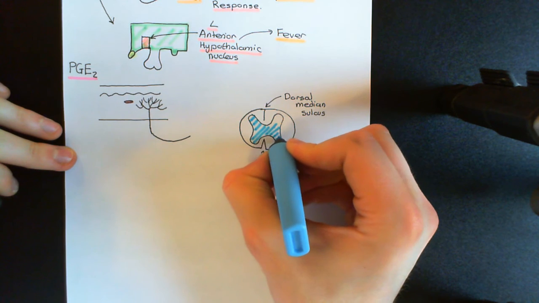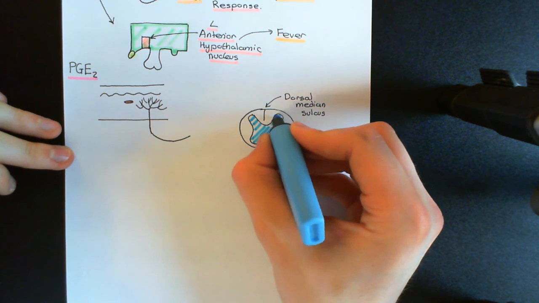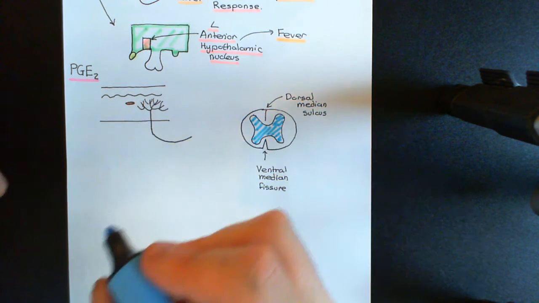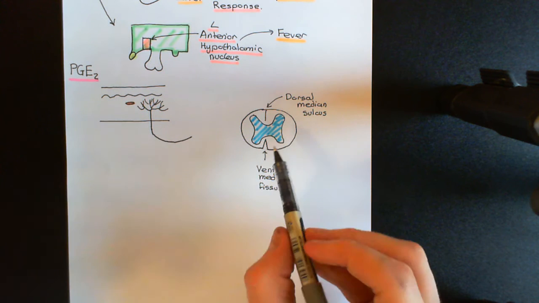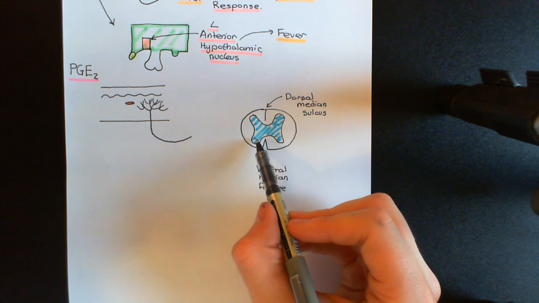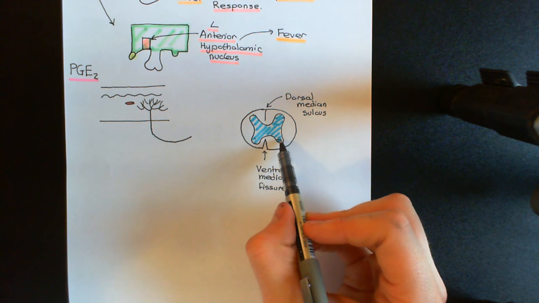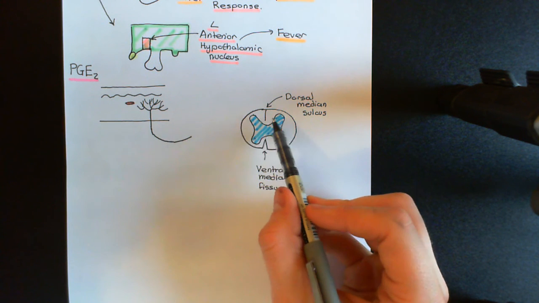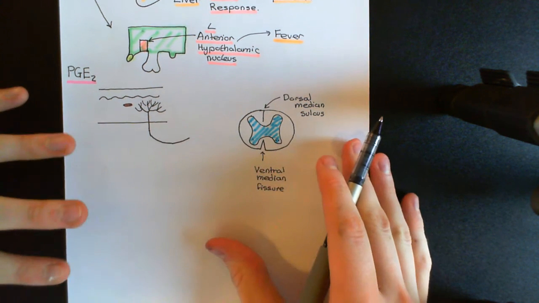And of course, the grey matter of the spinal cord is in this butterfly shape when you take a transverse cross-section in this way. These are known as the ventral horns of grey matter, so you have the right ventral horn and the left ventral horn here. And these are known as the dorsal horns of the grey matter.